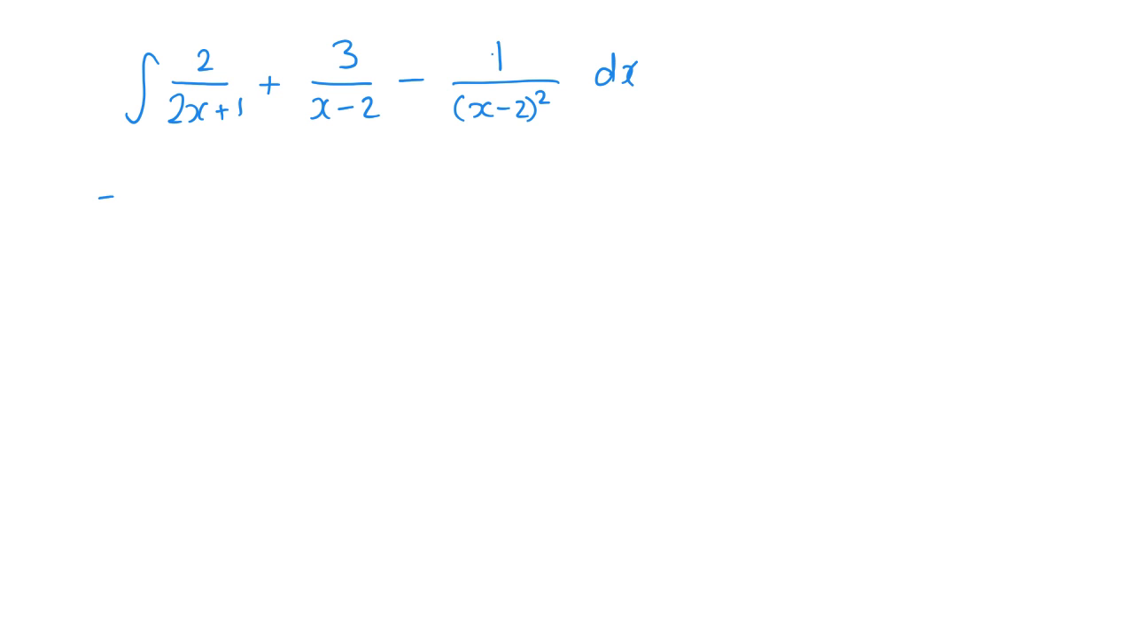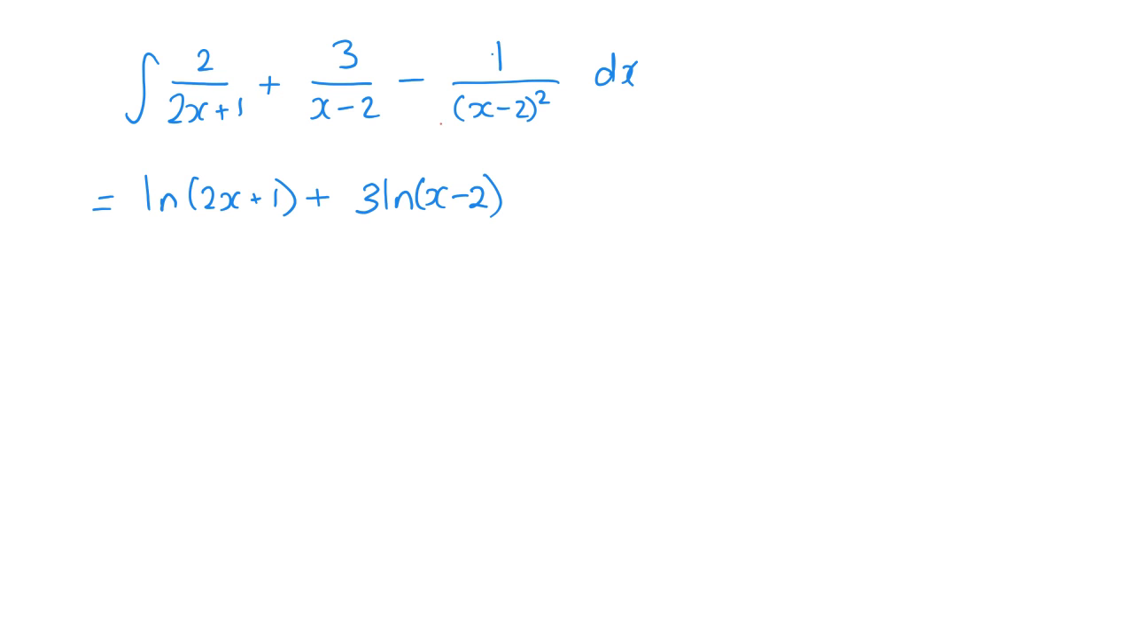First two bits are straightforward enough. They look like they're going to be logs. So the log of 2x plus 1 would be our guess, and you'd get 1 over 2x plus 1 times 2. So that's exactly what we have. For the second term, your guess would be ln of x minus 2. If you differentiate that, you get 1 over x minus 2, but we want 3 times that, so we're going to put our 3 in.